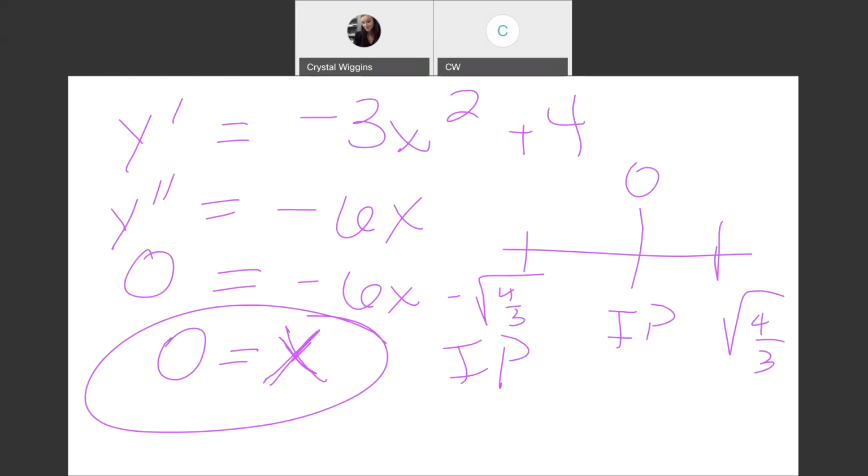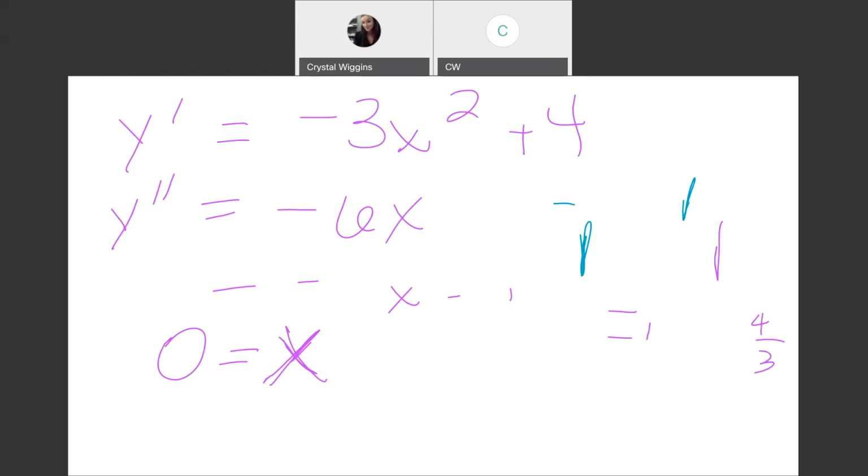I'm going to need a test point here. Let's go with -1. So a test point here, let's go with +1. So we have -1 and +1. So we need to test those two in this derivative test. Okay, so let's do that.